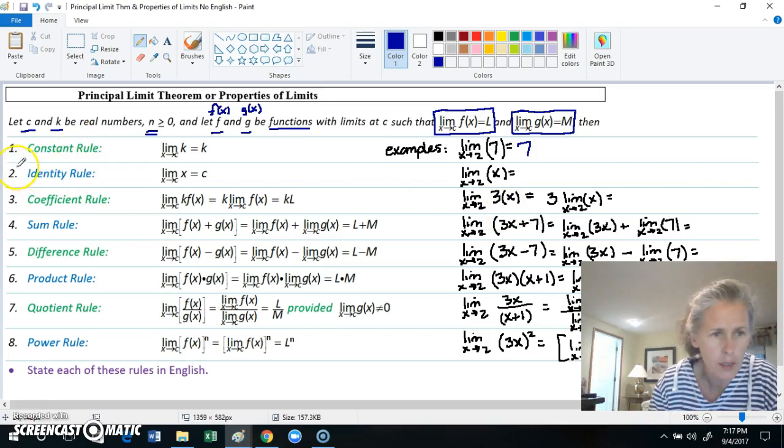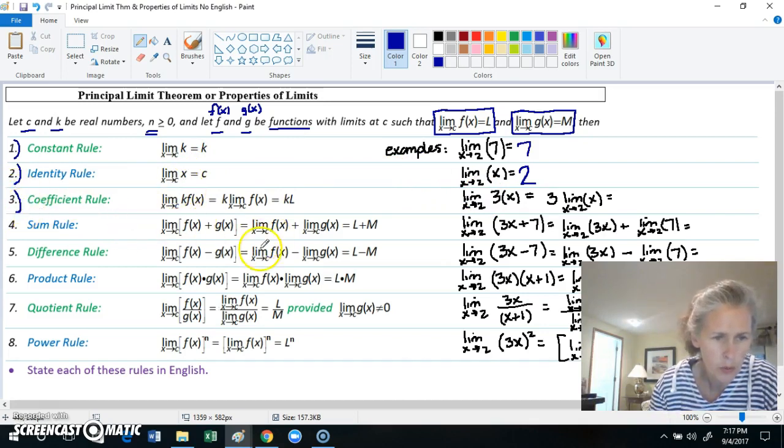Let's take a look at the identity rule, number 2. The limit of the identity function y equals x as x approaches c. Well, if y equals x and x approaches c, then y must equal c. All right, so the limit of x as x approaches 2, y equals x. When x is 2, y is 2. So the limit of the identity function is always the x value you're approaching.